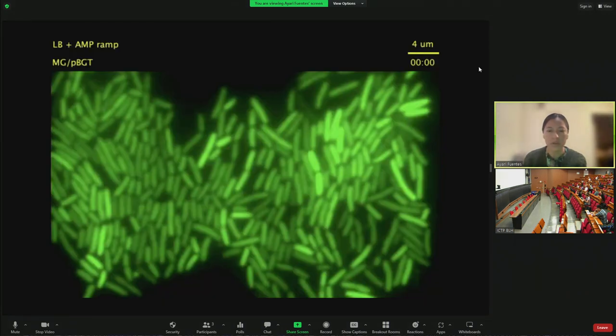So the first video that I wanted to show is one chamber of the microchemostat. And this is a clonal population. This is a clone from one cell.